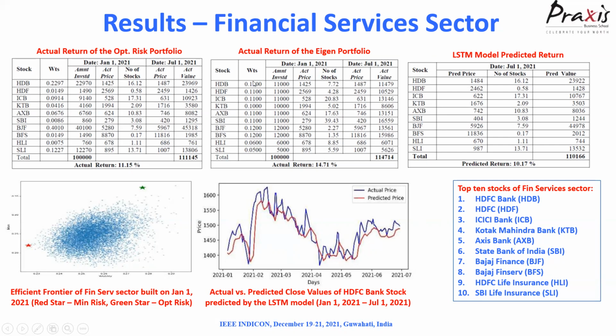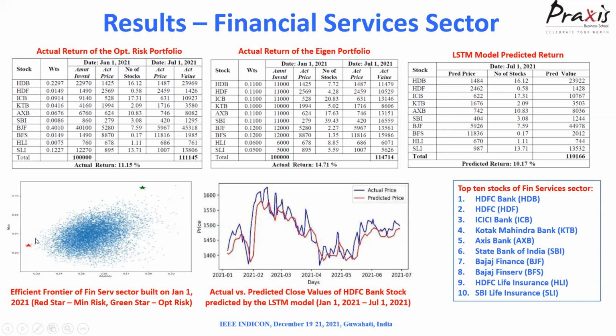For the eigen portfolio, these are the weights and this is the percentage return, and the LSTM predicted return is 10.17. So this is pretty close to the optimum risk portfolio percentage. Actually, you have followed the allocation of the optimum risk. So that's why the comparison between the LSTM and the optimum risk will be done.